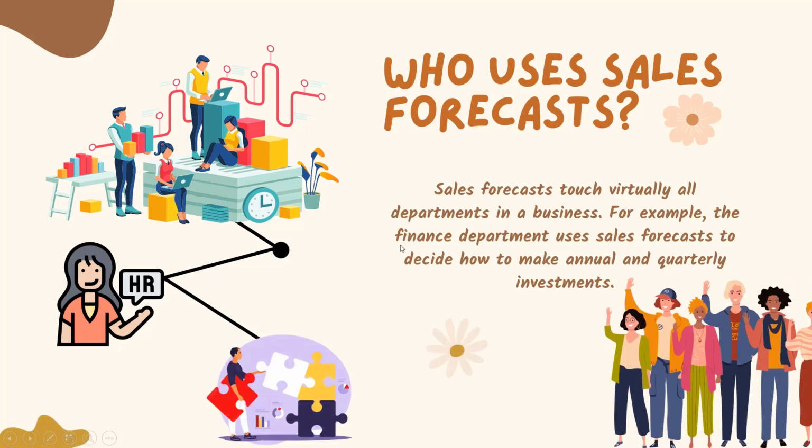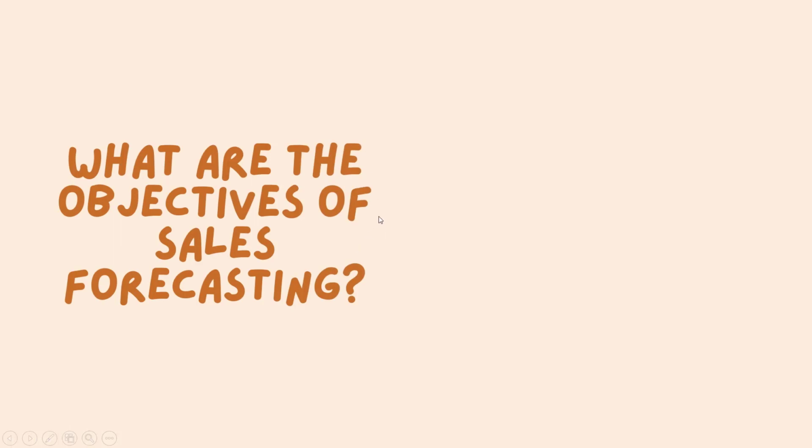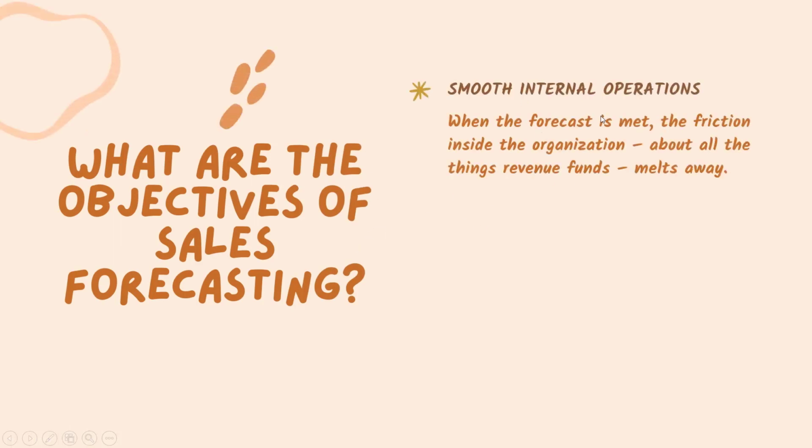What are the objectives of sales forecasting? Smooth internal operations. When the forecast is met, the friction inside the organization about all the things revenue funds melts away. Trade-offs and compromises don't need to be made about things like cutting the workforce, reducing support, or halting product development. Instead, business hums along nicely.